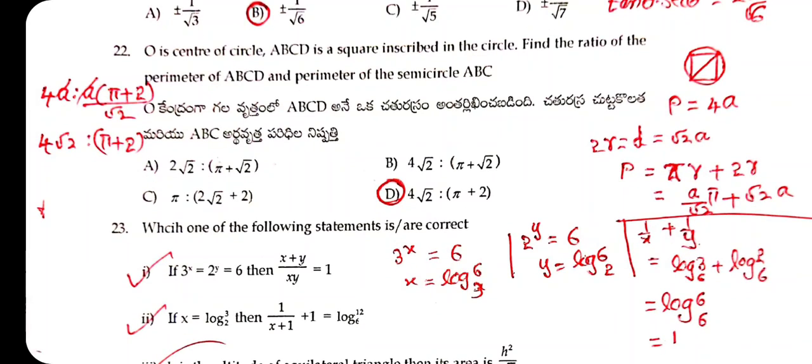So pi means pi, r means what? a by root 2. So 2r means root 2a. So this is the perimeter I found. We know very well the perimeter of this square is 4a. So on the left side I am doing 4a is to, I am taking a common, so a into (pi plus 2 by root 2). So a and a will get cancelled. If you multiply with root 2, then 4 root 2 is to pi plus 2. So very easily I got the answer, option D.